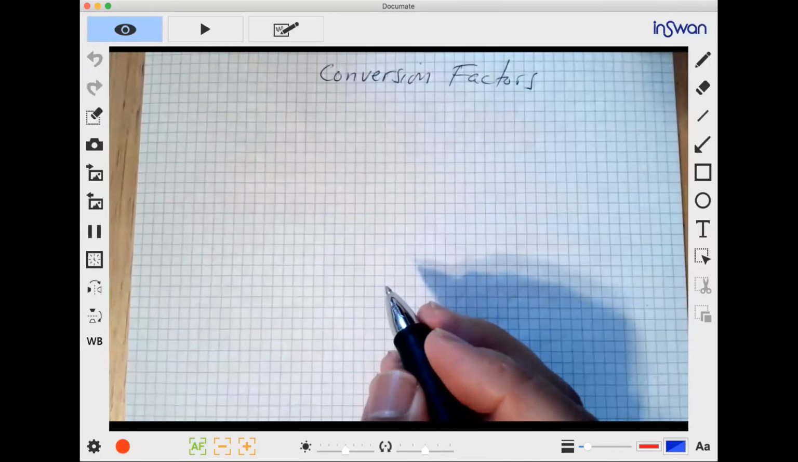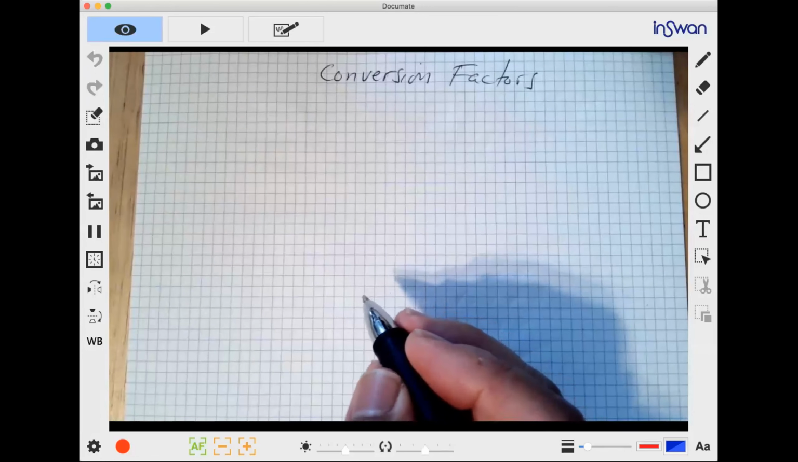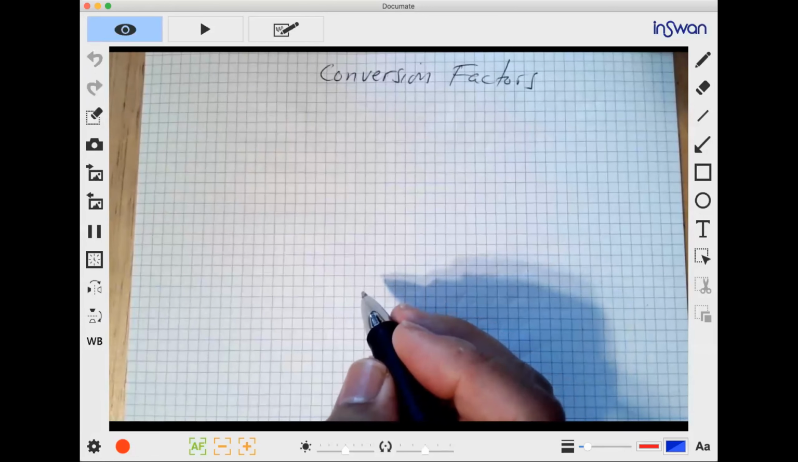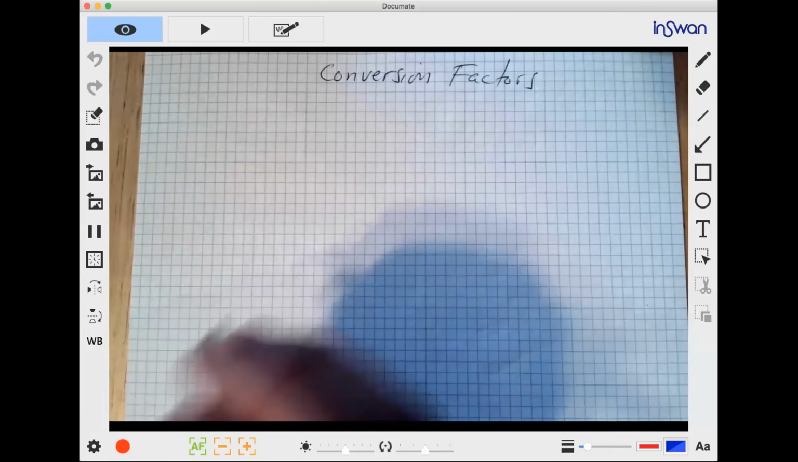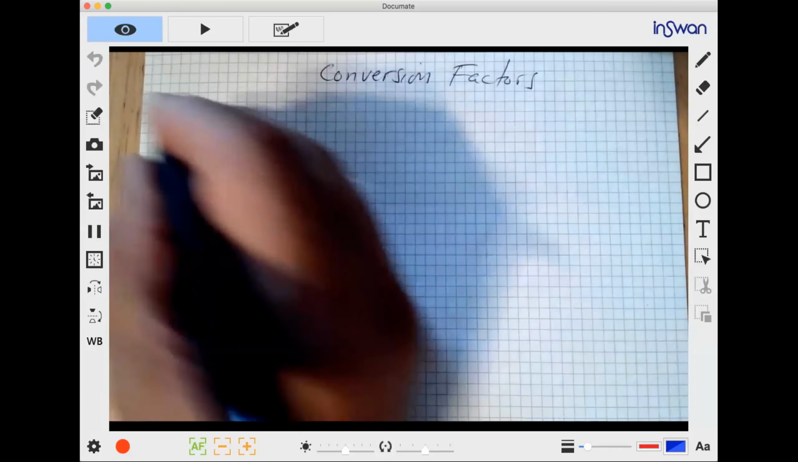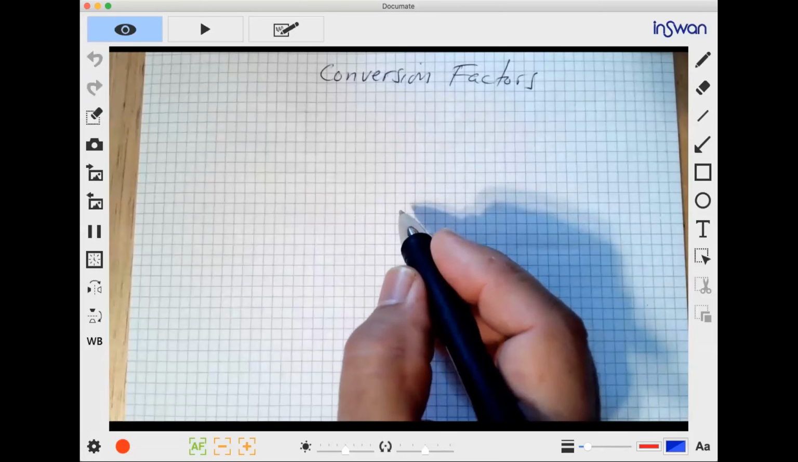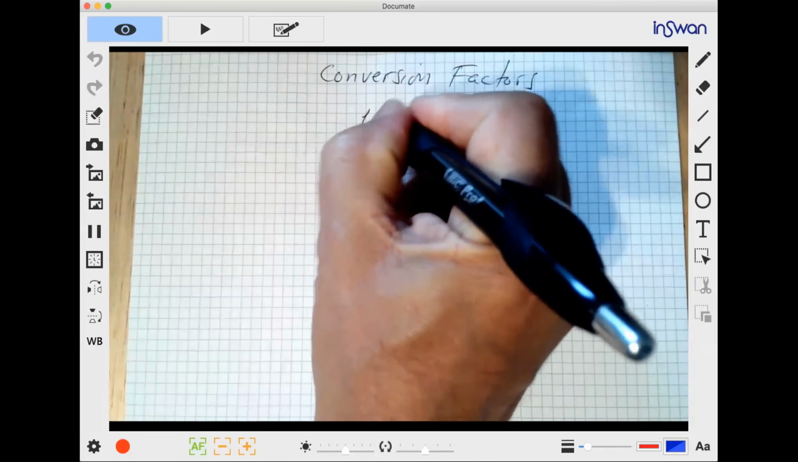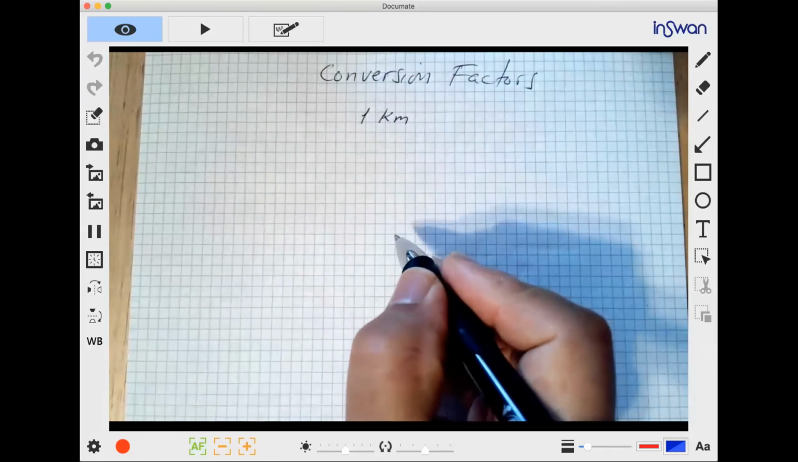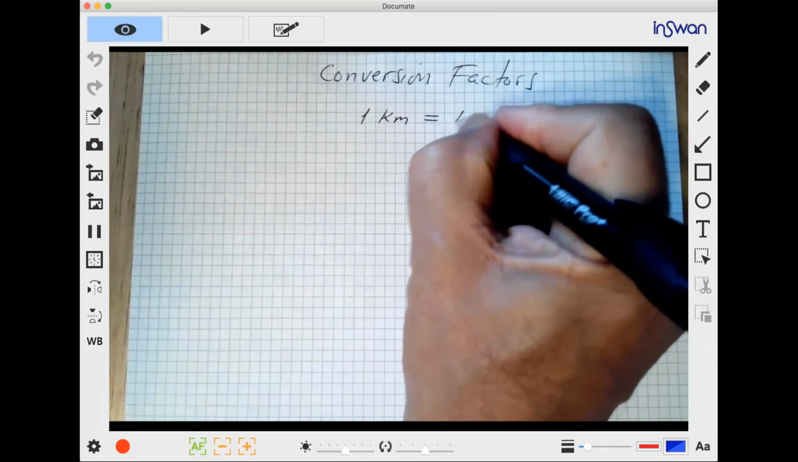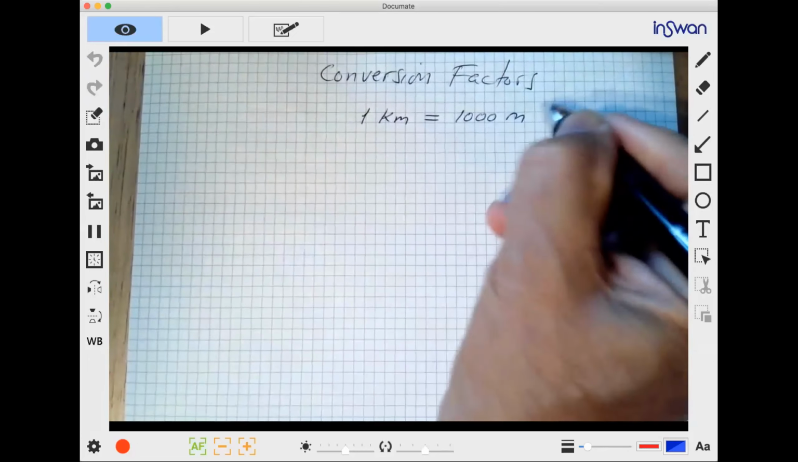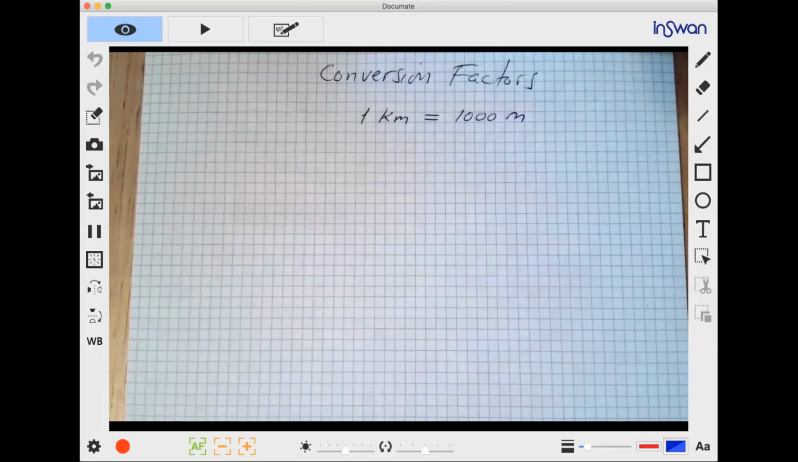And sometimes this is called dimensional analysis because we analyze the dimensions that we are working in. Let's start very simply. In the chart that we were looking at, we learned that 1 kilometer contains 1,000 meters. So that was from that chart. This equality is the starting point for creating conversion factors.